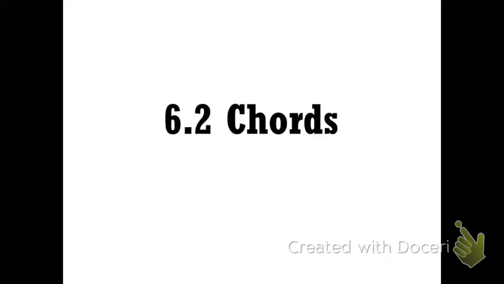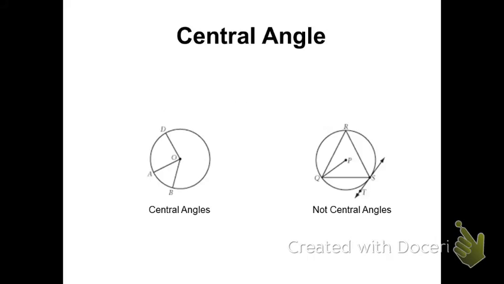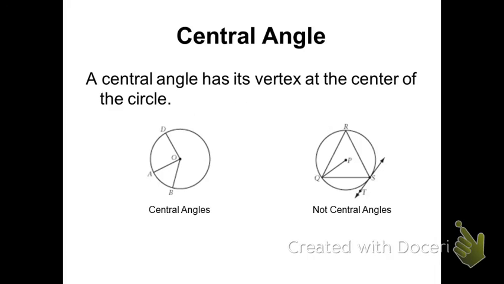So, before we get into chords, we need to know what central angles are. And if you look on the left, you'll see that those angles, AOD or DOB or AOB, are all angles that have their vertex on the center of the circle. So that's the definition of a central angle: an angle that has its vertex on the center of the circle. That's why it's called a central angle. And if you look at the pictures on the right, none of those angles have their vertex on the center of the circle.